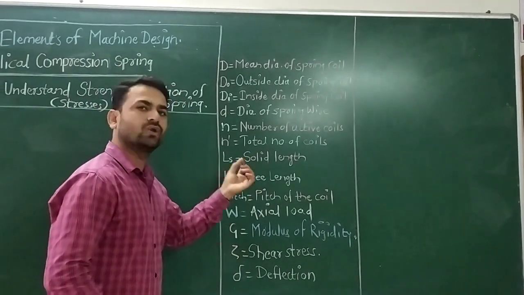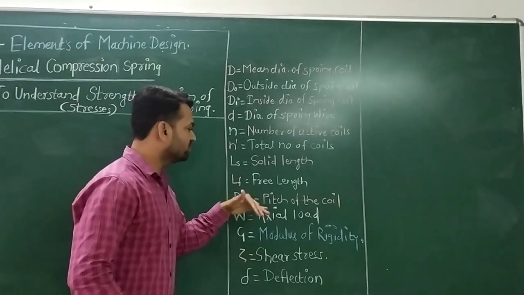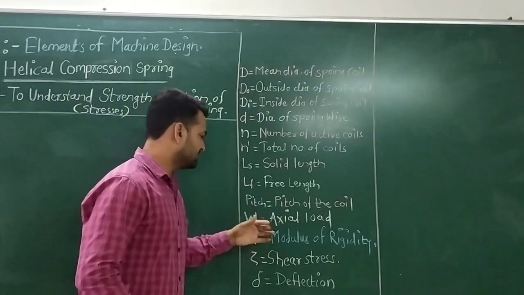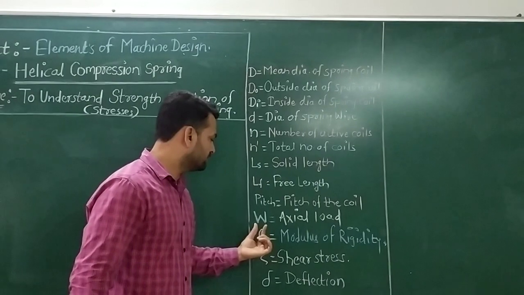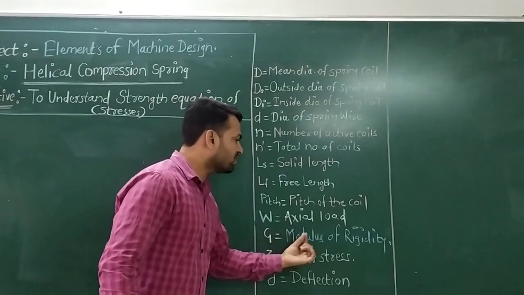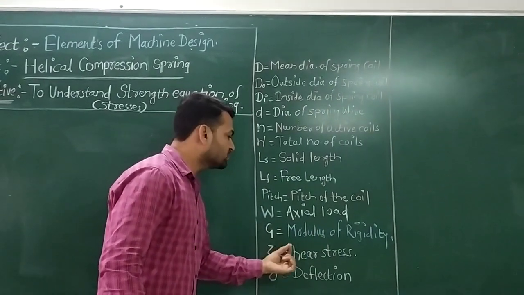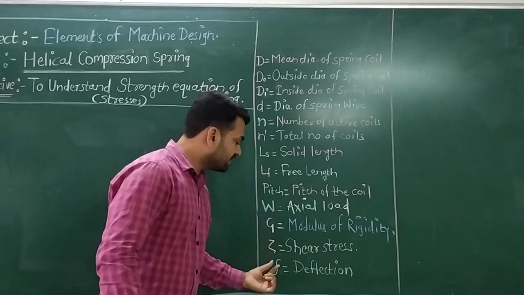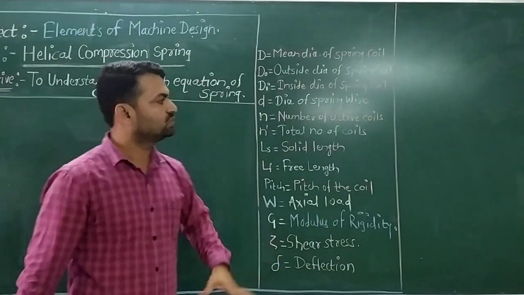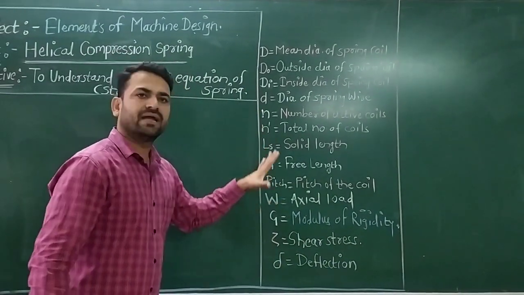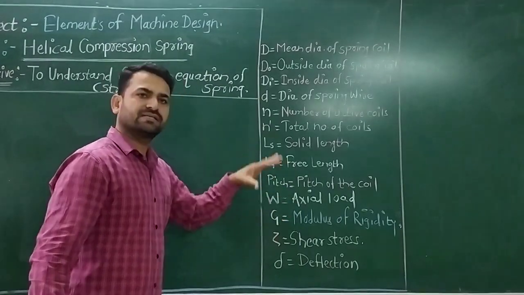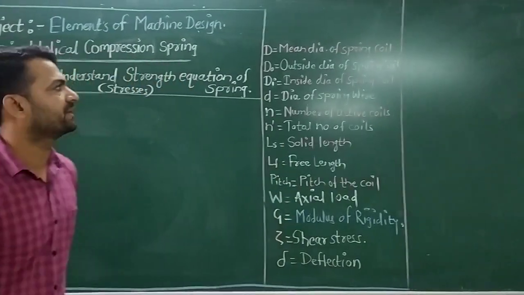Ls is the solid length. Lf is the free length, and then pitch. W is the axial load. G is the modulus of rigidity. Tau is the shear stress for the material. Delta is the deflection. So this is the terminology and nomenclature, or we can say the notation, of the helical compression spring.